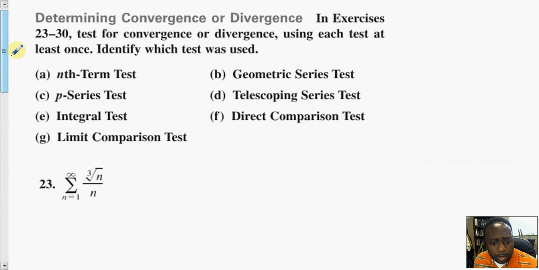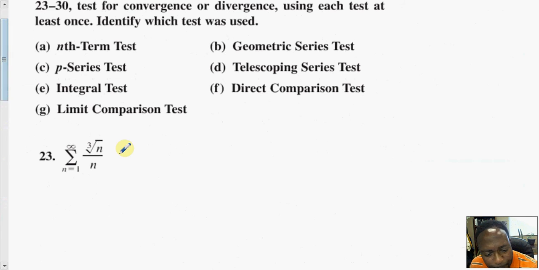Well, now, what if you're given a problem and they don't tell you to use the limit comparison or direct comparison? You can use whatever test you want, whether it's the nth term test, the p-series, integral, geometric, telescoping, or any of the comparison tests. Let's take this one. I'm going to rewrite this. This is the summation as n goes from 1 to infinity. This is n to the 1/3 divided by n, so we can write this as 1 over n to the, this is 1 minus a third, or n to the 2/3.